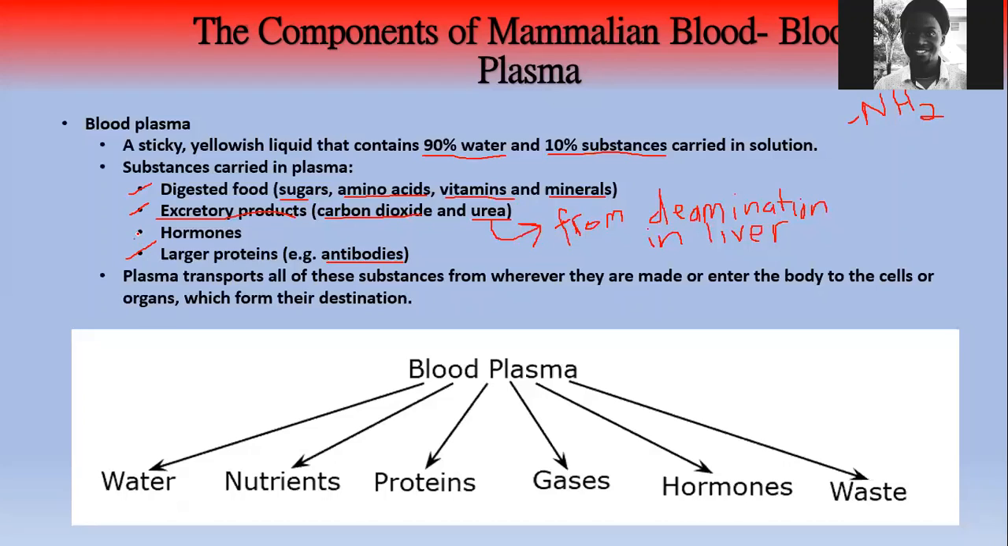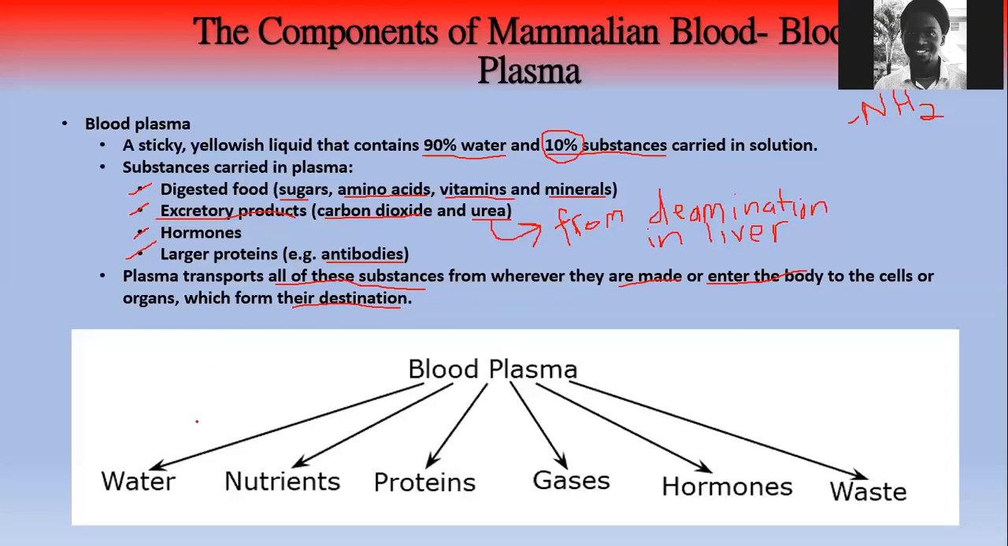Then we have hormones, which are transported in blood to other parts of the body to regulate different aspects of metabolism. So these are the substances that make up the 10% of plasma. They all come together to make up 10% of plasma. The other 90% is water. Now, all of these substances are transported in plasma from wherever they are made, or wherever they enter the body, to the cells or organs which form the destination, or to where they need to go.